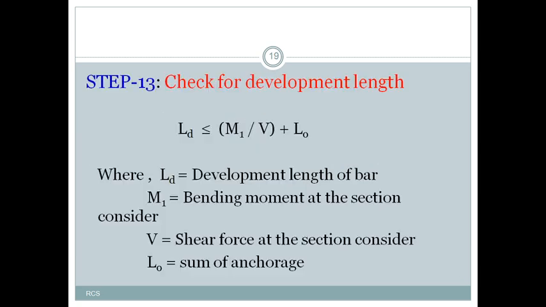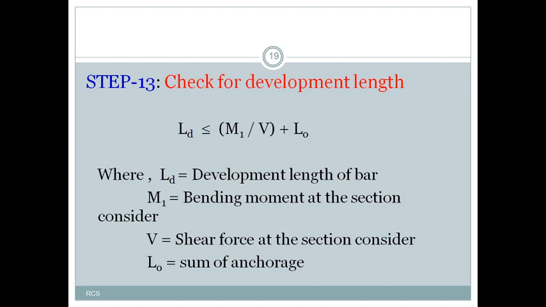So let us check the development length of the bar. The development length Ld must be less than or equal to M1 by V into L0. Here Ld is the development length of the bar. It is the minimum length of the bar which is embedded into the support. That length must be less than or equal to this value. M1 is the bending moment of resistance with respect to 0.87 fy. That means all the steel we have provided must be stressed.